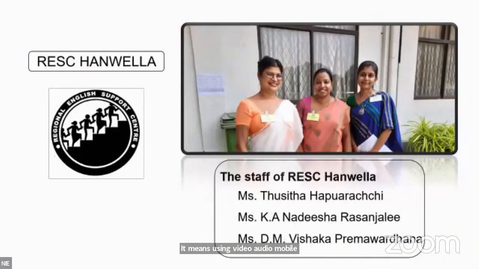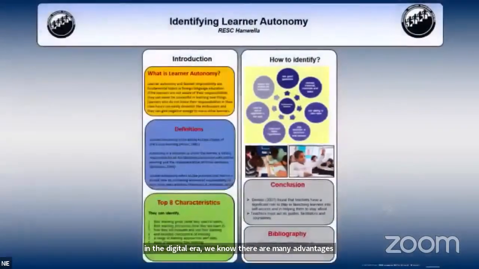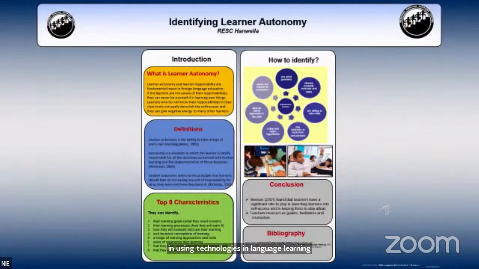As we are in the digital era, we know there are many advantages in using technologies in language learning. There is an opportunity to play and repeat phonetics as many times as needed and to record students' own voices and compare their pronunciation and fluency. There are opportunities for ear training, social interaction, and practice verbal communication.